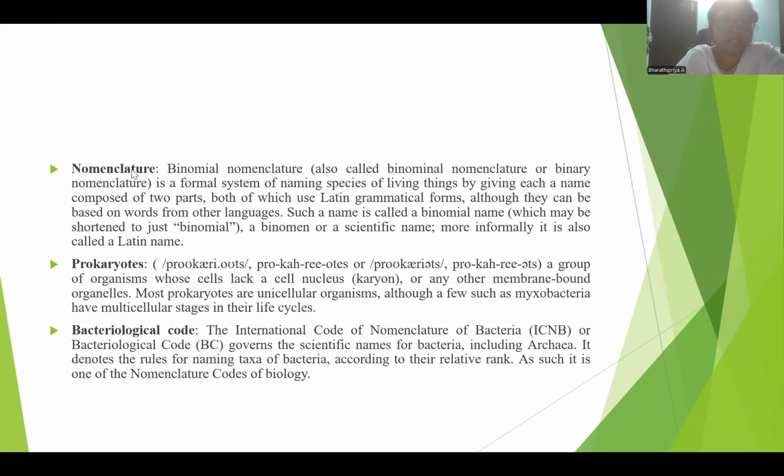And this is the nomenclature. Nomenclature is a formal system of giving names to species by giving each a name composed of two parts, both of which use Latin grammatical forms, although they can be based on words from other languages. Prokaryotes are a group of organisms which lack a true nucleus, and eukaryotes have a true nucleus. And the bacteriological code follows the International Code of Nomenclature of Bacteria.